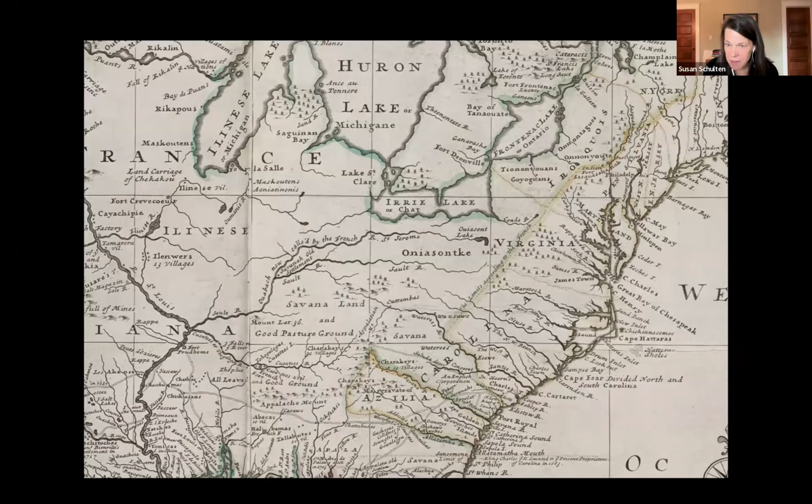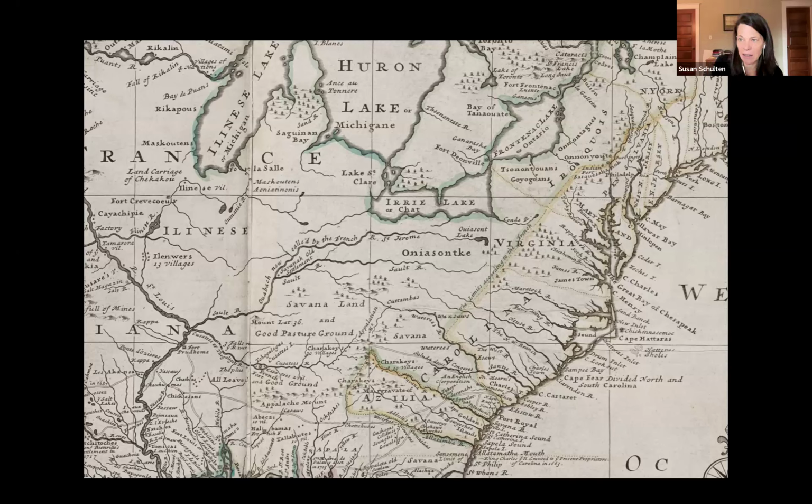Look at the way, instead of showing a robust Appalachian range, he's essentially minimized it. We see a few trees that are stand-ins for forests, but we don't see any kind of geographical barrier. Instead, look at what Moll has written right here, where the Appalachian range should be. He has said, the limits according to the French, and what he means is the limits of English sovereignty. As you know, the English had a very different claim to sovereignty.